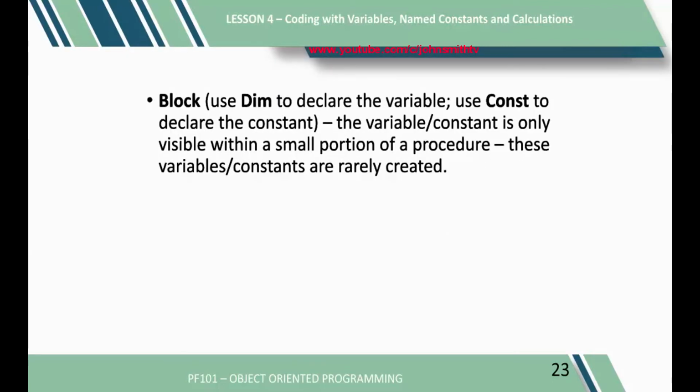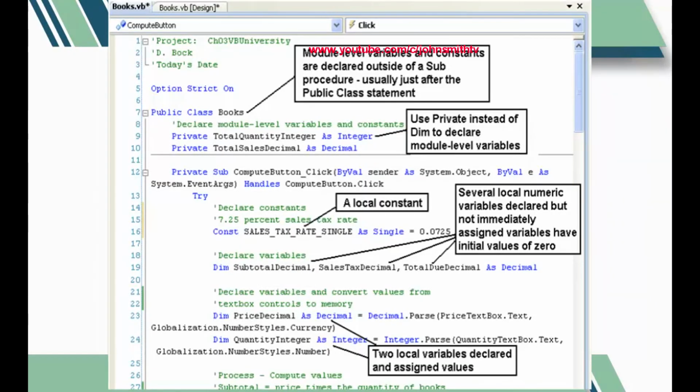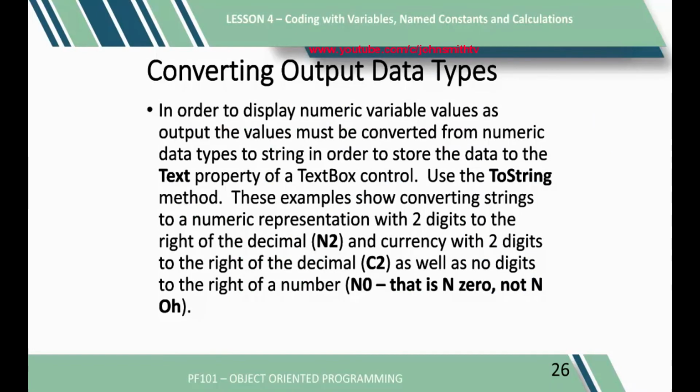Block, use dim to declare the variable, use const to declare the constant. The variable or constant is only visible within a small portion of a procedure. These variables and constants are rarely created. This figure illustrates where to declare local versus module-level variables and constants. Later you will learn to declare namespace and block variables and constants and when to use the public keyword in place of private. Converting output data types.